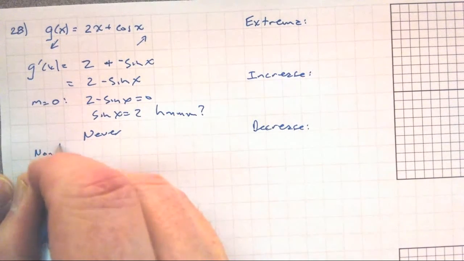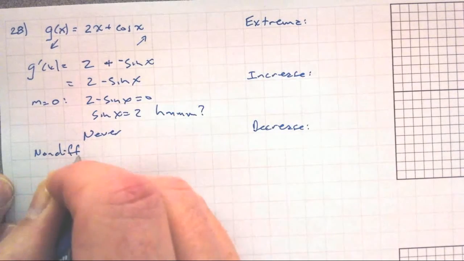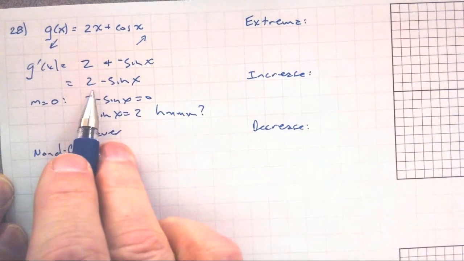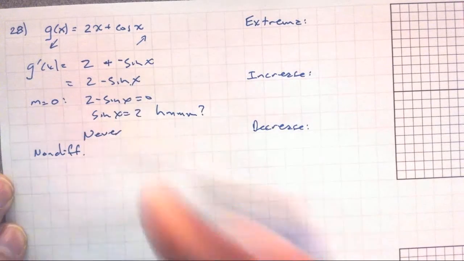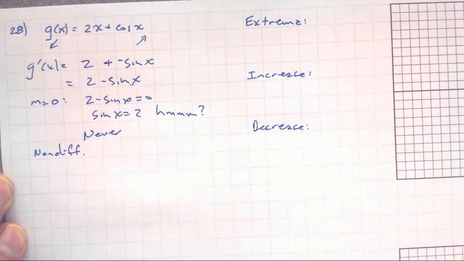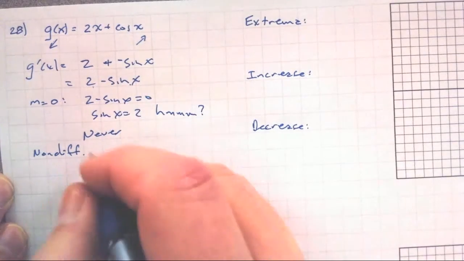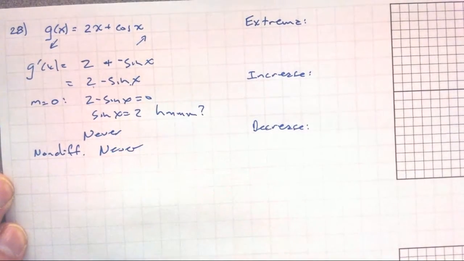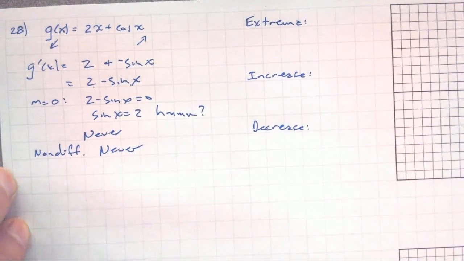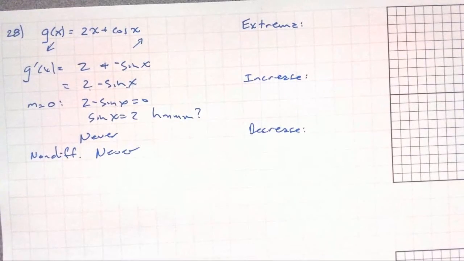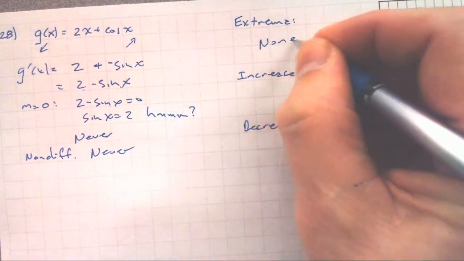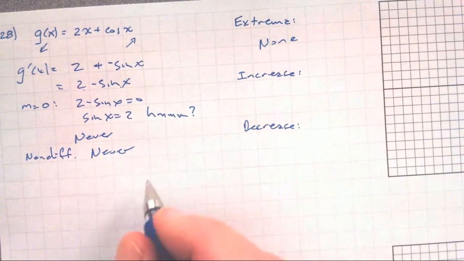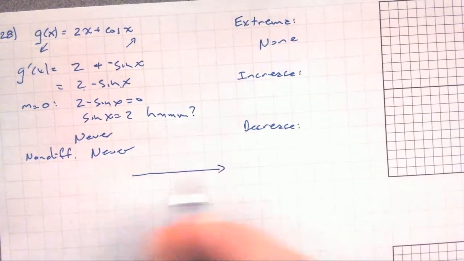When is 2 minus sine of x undefined? When is this thing non-differentiable? That's 2 words. Non-differentiable would be anything that would cause a problem for sine, but we can take sine of any angle measure we want, and we can subtract any number we want from 2. Never. So extremes: it never levels off. It's never non-diff. None.